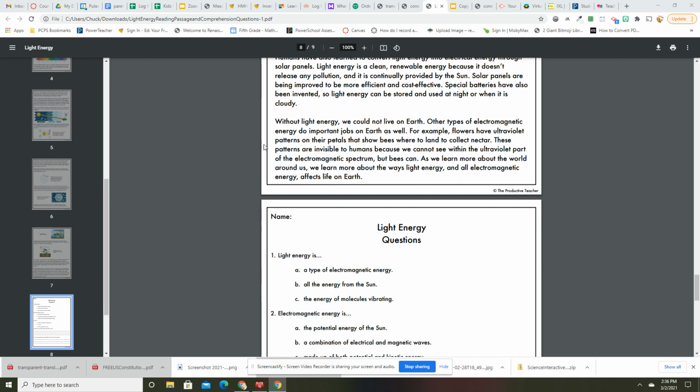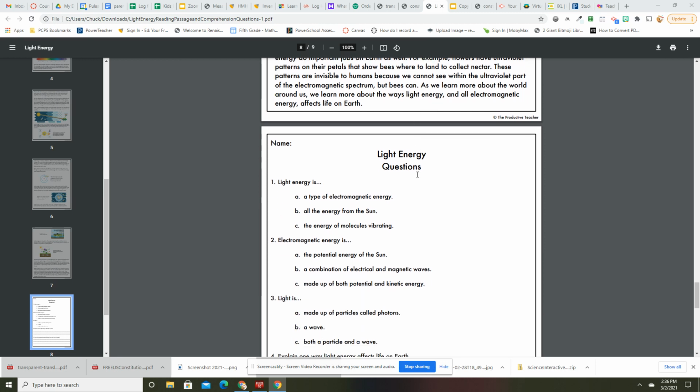Other types of electromagnetic energy do important jobs on Earth as well. For example, flowers have ultraviolet patterns on their petals that show bees where to land to collect nectar. These patterns are invisible to humans because we cannot see within the ultraviolet part of the electromagnetic spectrum, but bees can. As we learn more about the world around us, we learn more about the ways light energy and all electromagnetic energy affect the Earth.